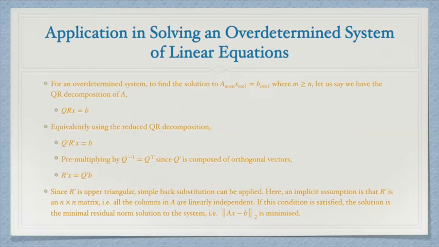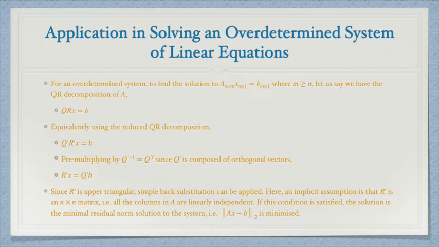number of variables. Thus, we can use the QR decomposition of A. Assuming we have the QR decomposition of A, we can write it as QX is equal to B, or using its reduced QR decomposition, Q dash R dash X is equal to B. We can pre-multiply by Q dash inverse, which is equal to Q dash transpose in the case of the non-reduced QR decomposition, and that will yield R dash X is equal to Q dash transpose B.